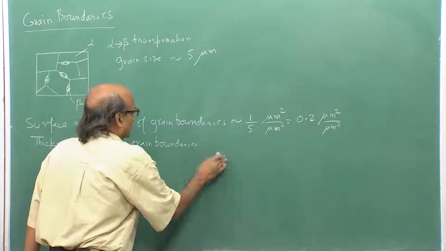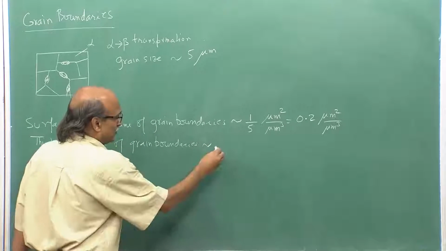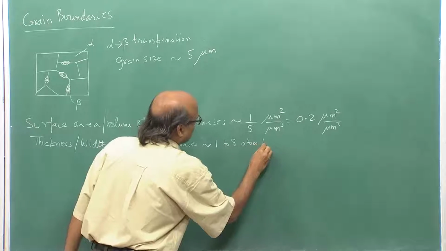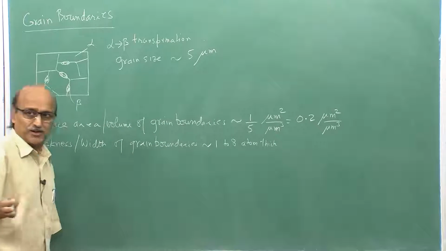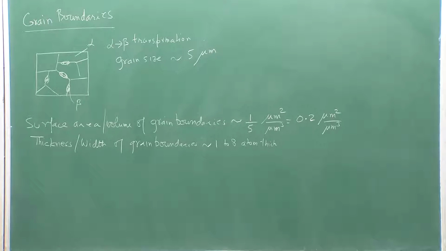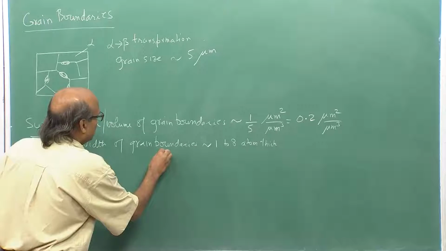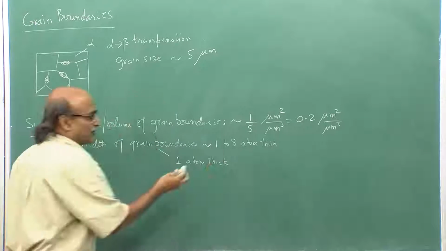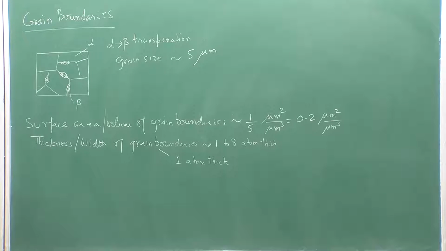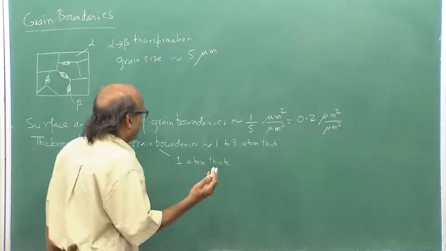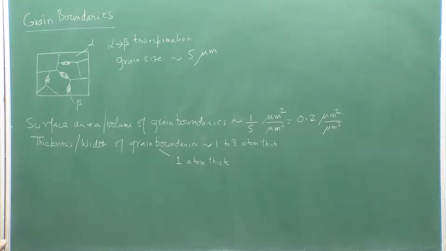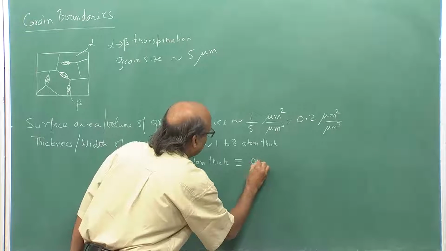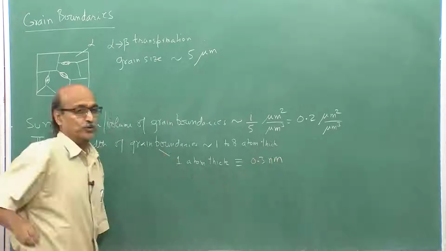What is the thickness or the width of grain boundaries? Well, typically one can assume a width from 1 to 8 atoms thick. For our purposes, let us assume a grain boundary which is only 1 atom thick. For a metal like copper, the diameter of an atom is of the order of 0.3 nanometers, which means I can assume the thickness of the grain boundary to be 0.3 nanometers.